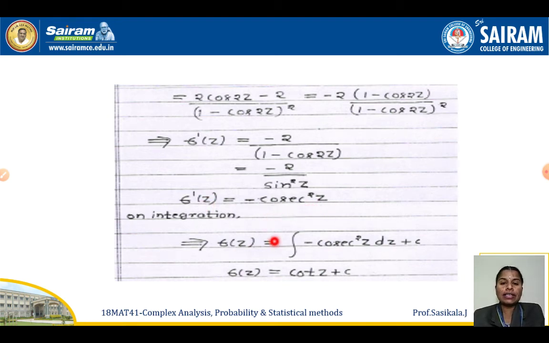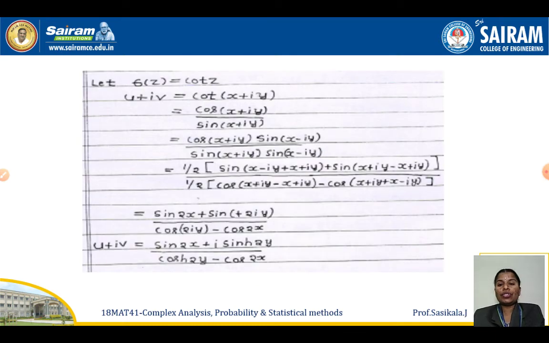Now we can integrate. To make it simple, it is simplified before going to the integration. Now we integrate. Integral of cosecant squared z is minus cot z. Minus into minus will be plus, so f of z is cot z plus c. So this is your solution. And then the question asks to find the real and imaginary parts. For that reason, f of z is to be written in terms of u plus iv. So it is cot of x plus iy.